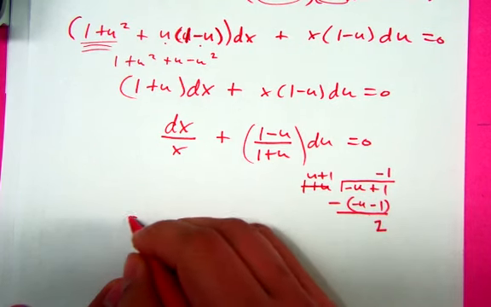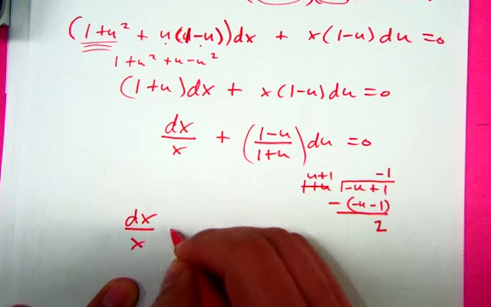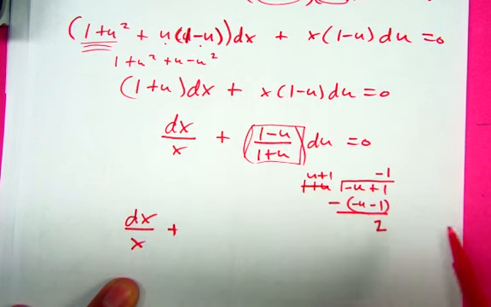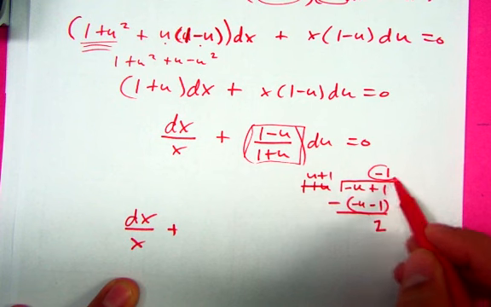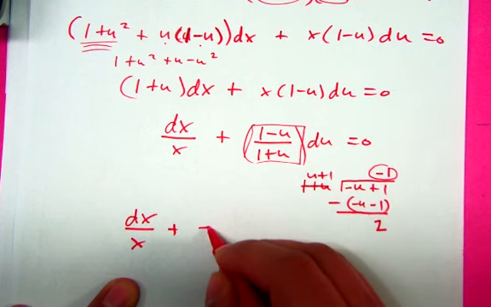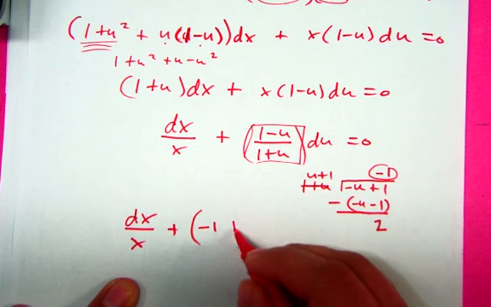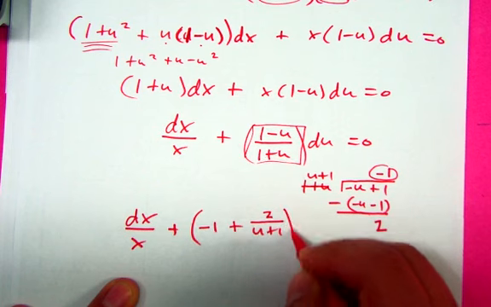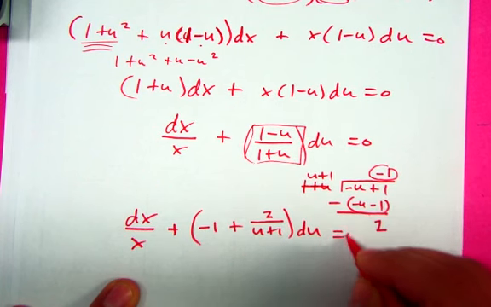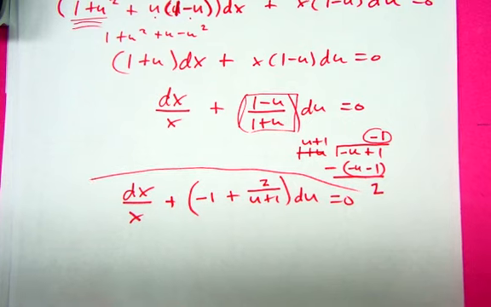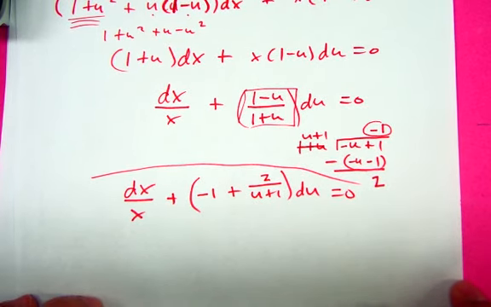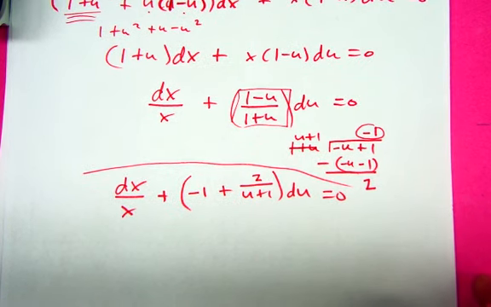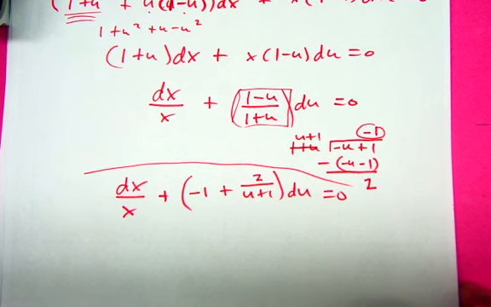Okay, so let me rewrite what we have. So we have dx over x, plus this coefficient now becomes negative 1, plus the remainder, which is 2, over the divisor, which is u plus 1. Does that make sense? Because you're going to have to explain this to Wade later, probably.